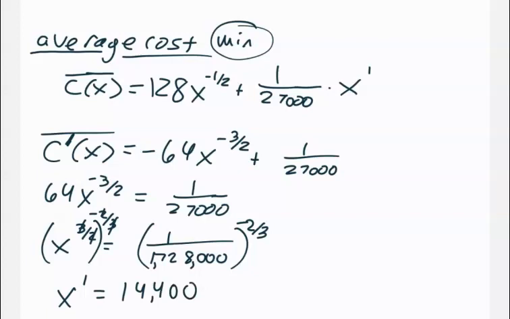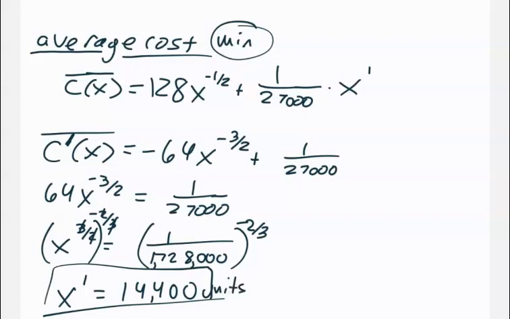14,400. All right, picture what that's saying in the context of the problem, because x is the number of units we're making. This is the number of units we should make in order to minimize the average cost. So this is the optimal number of units.